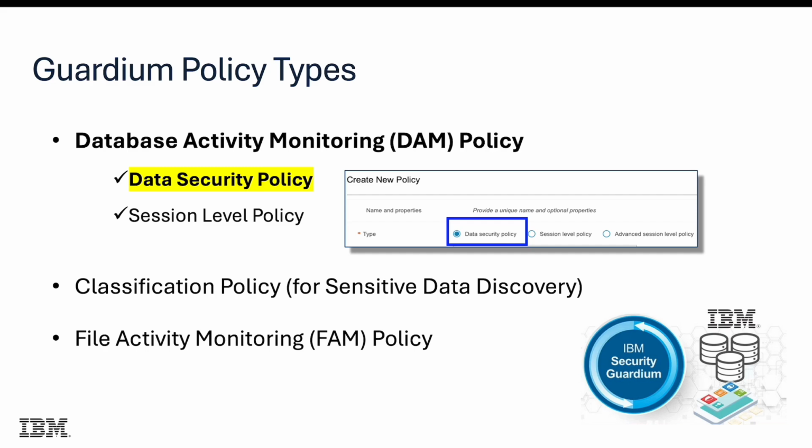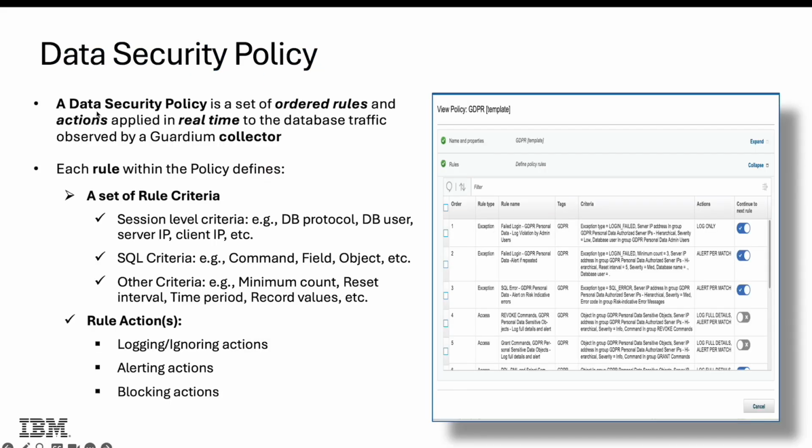Next, we will dive deeper into the data security policy. The definition. A data security policy is a set of ordered rules and actions applied in real time to the database traffic observed by a Guardium collector. The database traffic can come from SDEP, external SDEP, universal connector, etc. The screenshot on the right shows a typical data security policy with ordered rules.